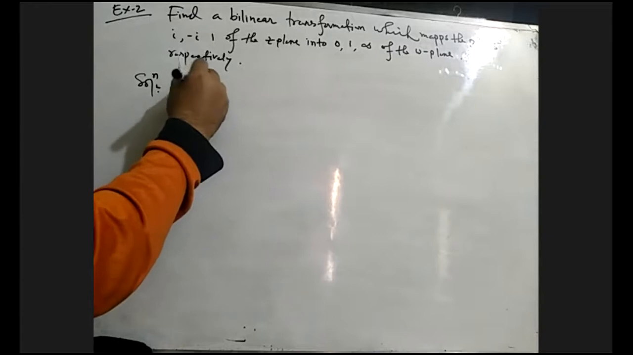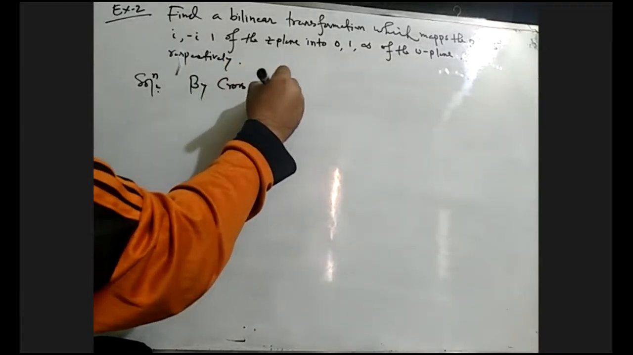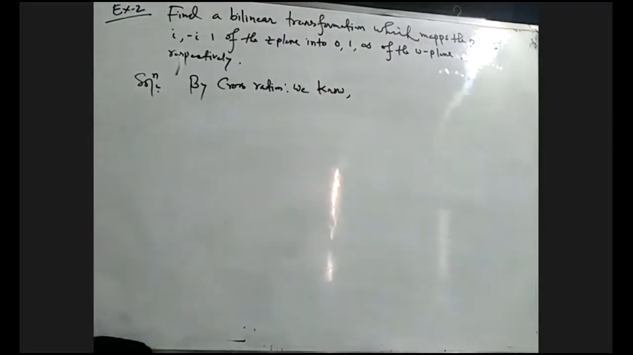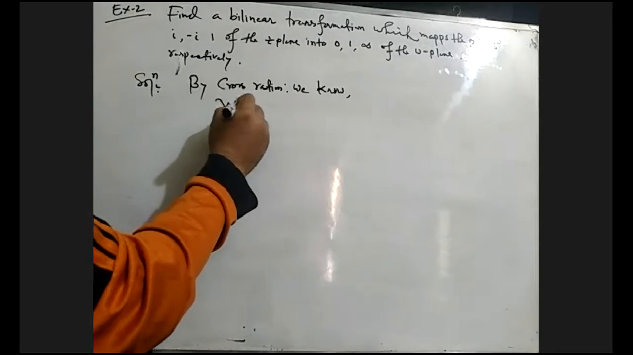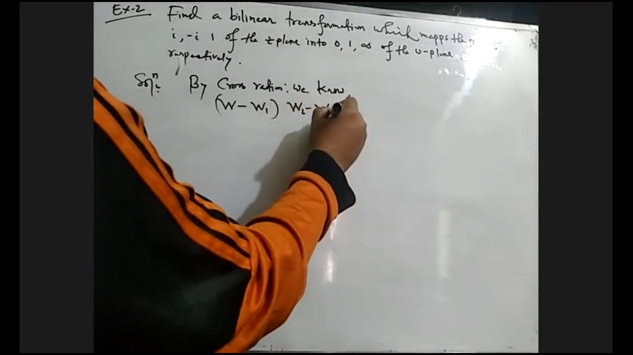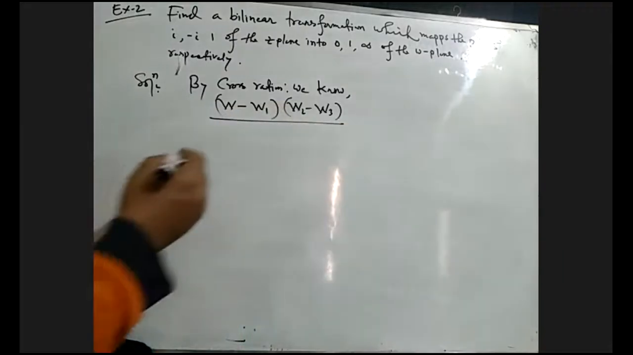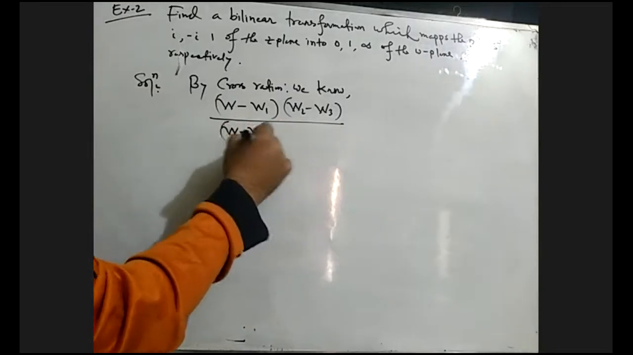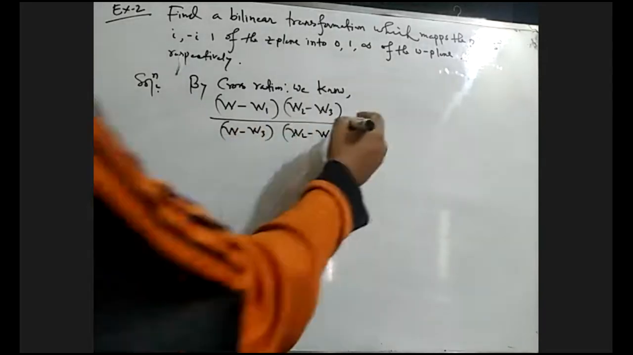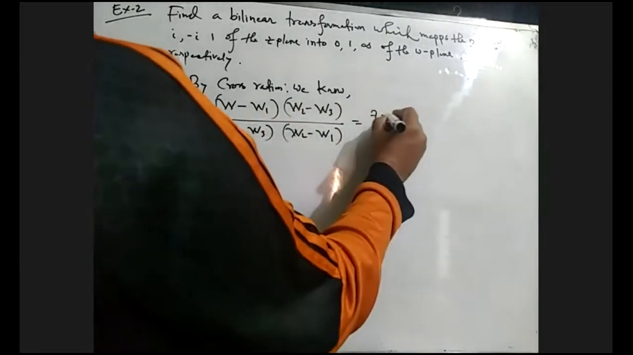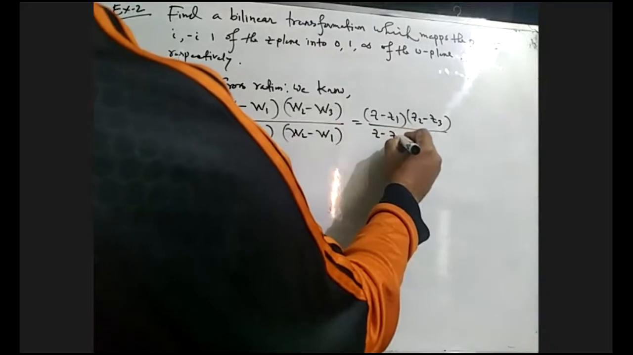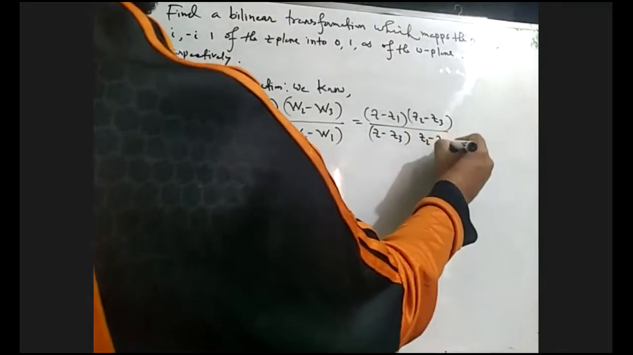So, by cross ratio, we know (w minus w1)(w2 minus w3) divided by (w minus w3)(w2 minus w1) equals (z minus z1)(z2 minus z3) divided by (z minus z3)(z2 minus z1).